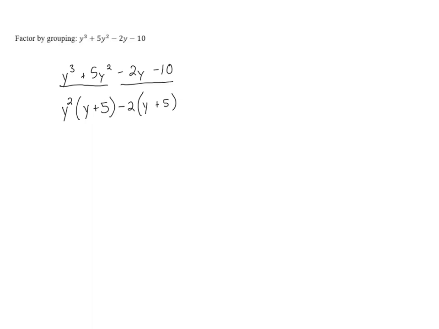And now we're in a situation where both of the groups have a common factor of y plus 5. So we can pull that out. y plus 5 is going to be the greatest common factor among the groups, and then that leaves us with leftovers of y squared minus 2. So the factorization here is going to be y plus 5 times y squared minus 2.